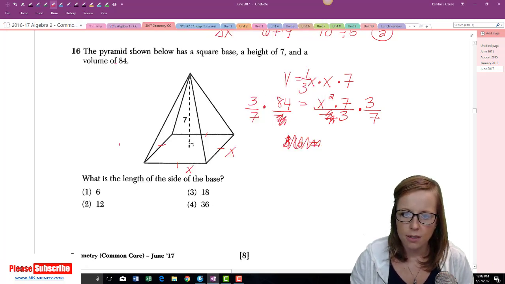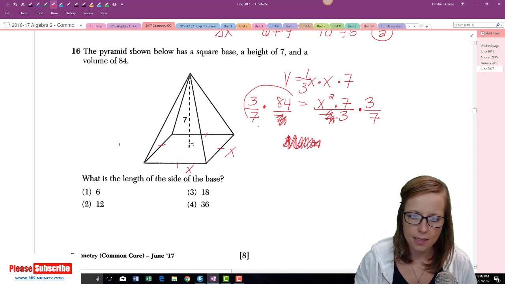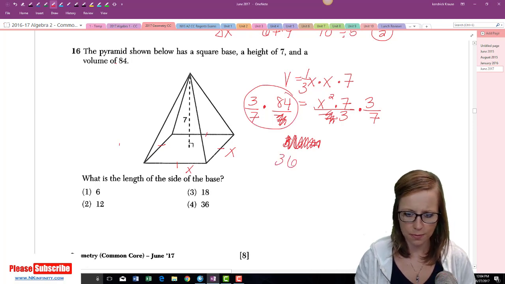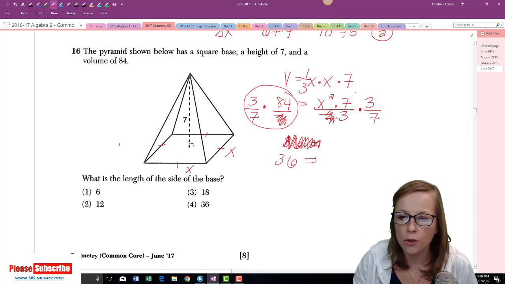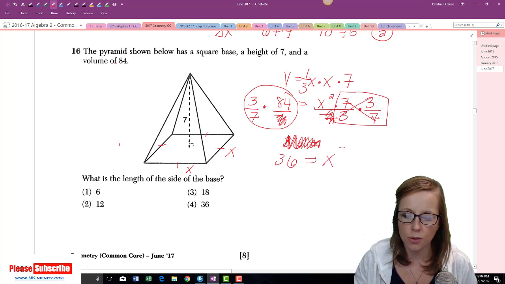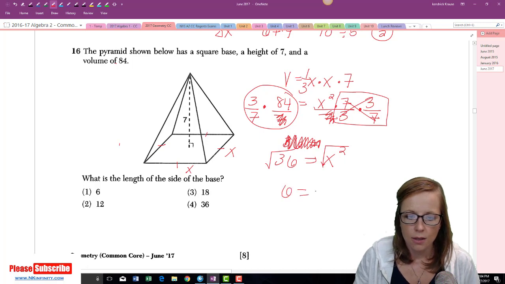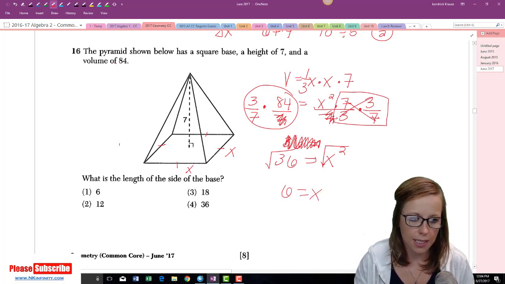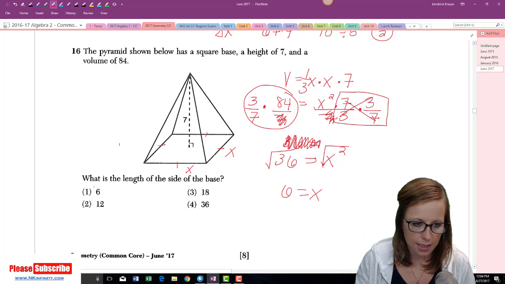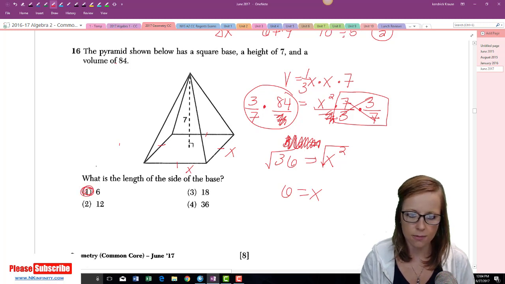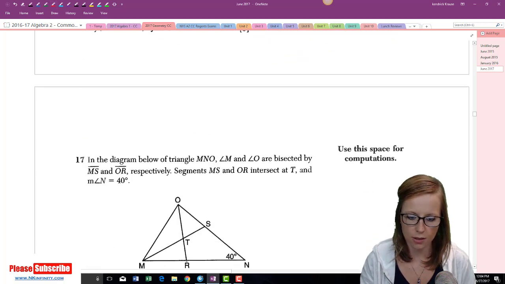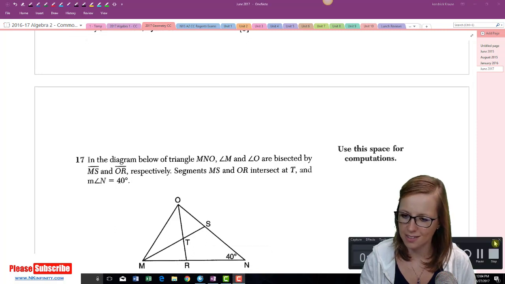Okay, sorry. So 36 is equal to, when you multiply by the reciprocal, ready? Really you get 21/21, and 21/21 is 1, so these cancel. So 36 equals x squared, and I'm going to square root both sides. So x, each side, is equal to 6. Each side of the base is 6. Okay, that is the answer. Wonderful. Wonderful.